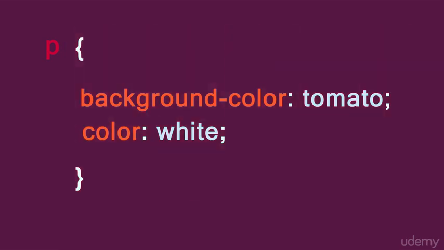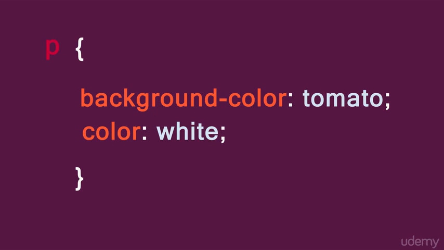The block begins with an opening brace and ends with a closing brace. And here we have declarations that are separated by a semicolon. Each one is made up of two parts. The property is to tell the browser what to change, and the value tells the browser how to change it.